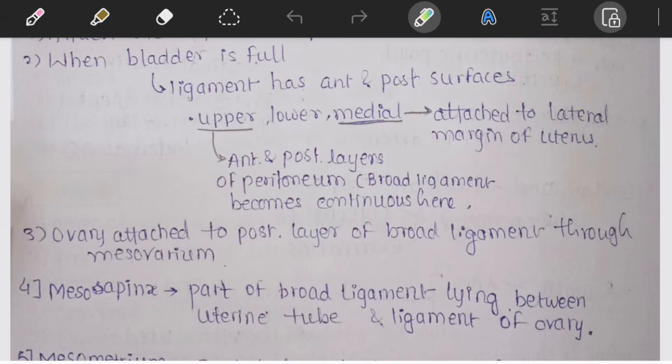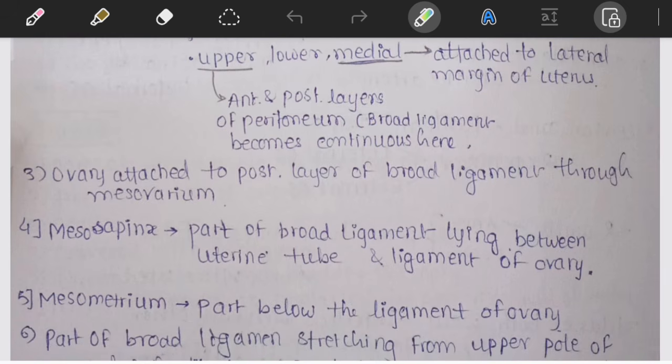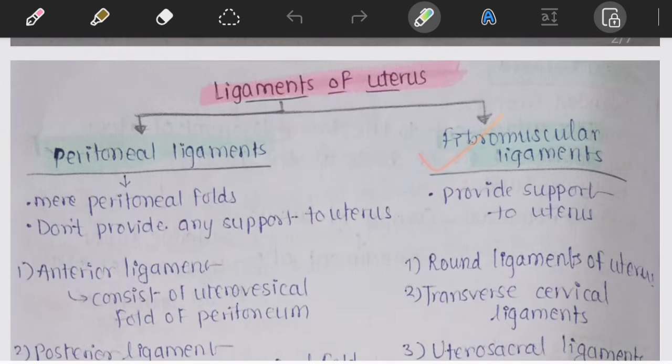The part of the broad ligament associated with the uterine tube is called the mesosalpinx, and the part associated with the ovary is called the mesovarium. The large part associated with the uterus is called the mesometrium. So, you should remember salpinx, mesosalpinx, ovary, mesovarium, uterus, mesometrium. Very easy. Let's discuss in detail the fibromuscular ligaments.